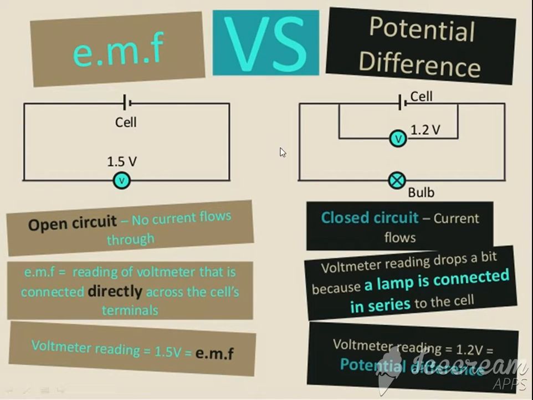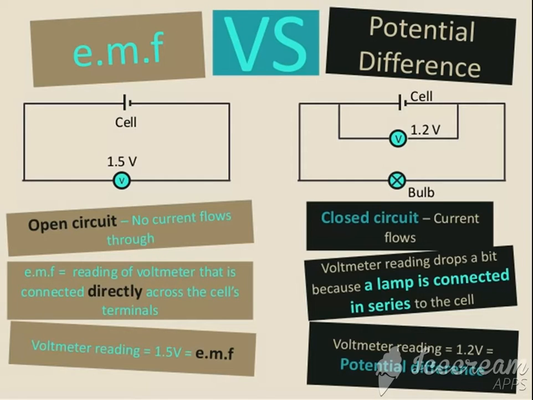But if you connect an appliance or any resistance and the circuit is closed, the voltmeter will show a reading which is lesser than the EMF. For example, in this case it becomes 1.2 volt. This 1.2 volt is called terminal potential difference, whereas 1.5 was its EMF. So EMF is the reading of the voltmeter in open circuit, whereas terminal potential difference is the reading of the voltmeter in closed circuit. Now the question is, what is the reason behind this potential drop?